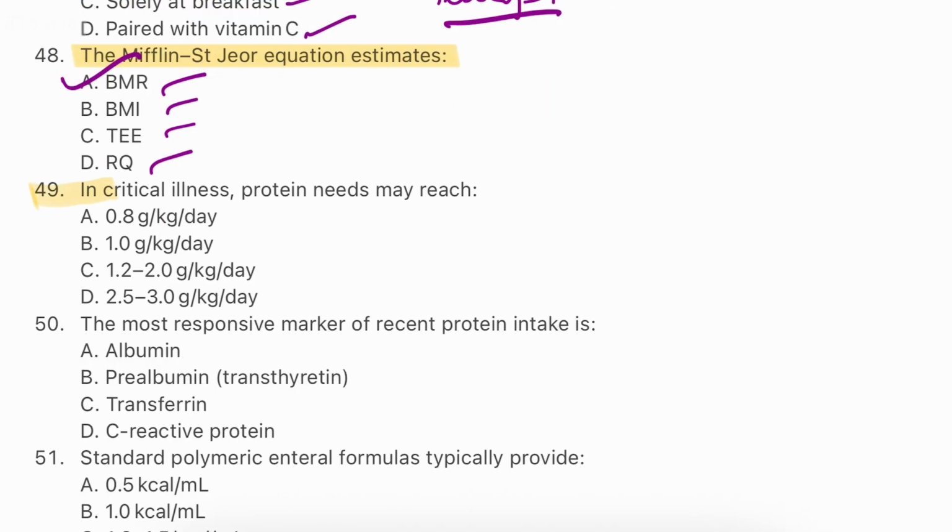Question number 49. In critically ill patients, protein needs may reach 0.8 gram per kg body weight, 1 gram per kg body weight per day, 1.2 to 2.0 gram per kg body weight, 2.5 to 3 gram per kg body weight. The answer is C. 1.2 to 2 gram per kg per day. Critical illness increases protein needs to preserve muscle mass.